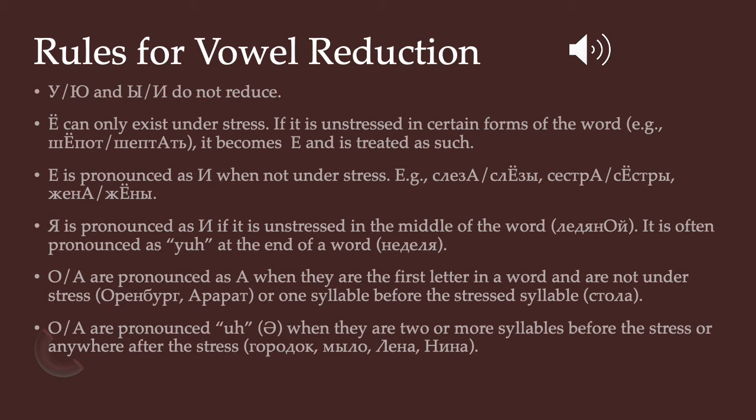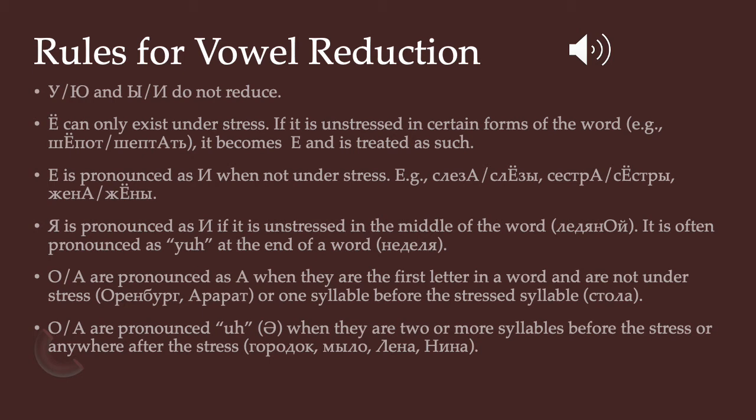So it's quite straightforward. The vowels u, u, and i do not reduce. They just keep their original sound no matter where they are in the word and where the stress is. The vowel yo can only exist under stress. If it is unstressed in certain forms of the word, for example, shopot, a whisper, versus shepotat, to whisper, it becomes ye and is treated just like a regular ye. So again, yo can only exist under stress.